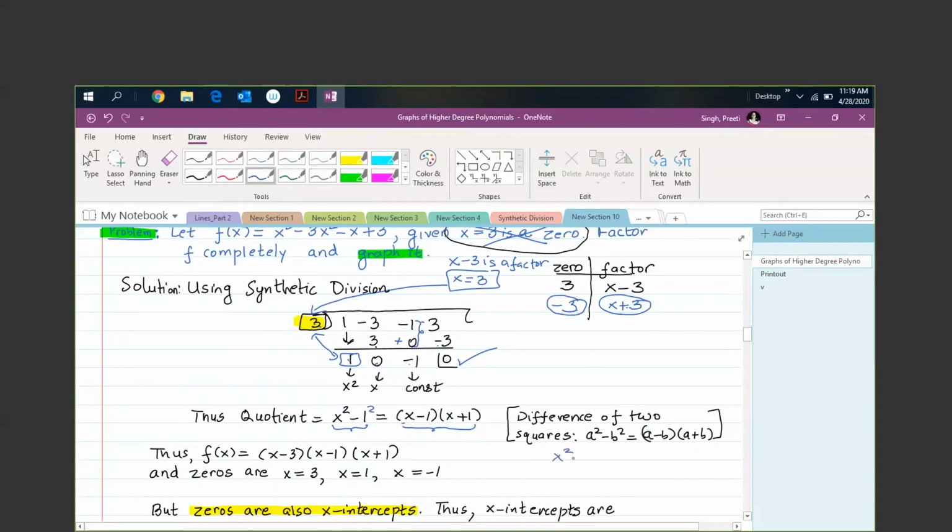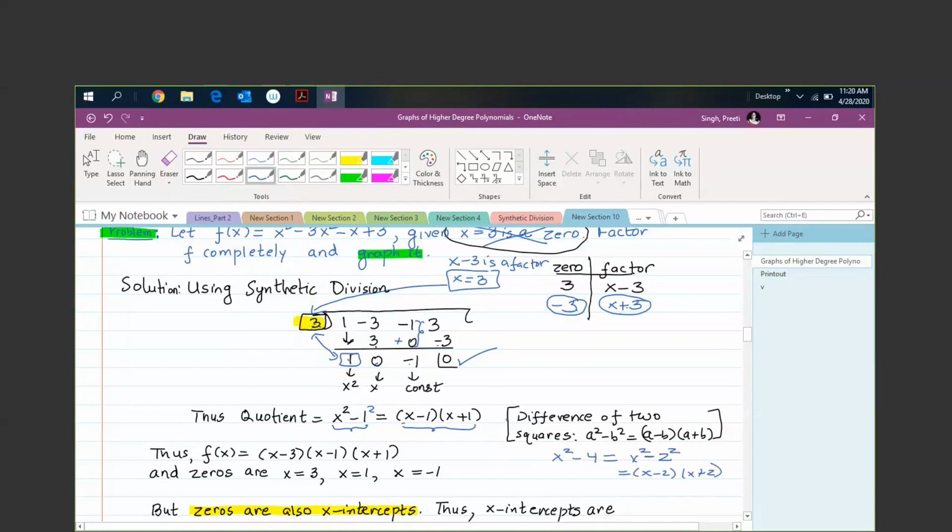Similarly, if you have x squared minus 4, this can be written as x squared minus 2 squared, because 4 is 2 squared, and this is x minus 2, x plus 2. This formula is called the difference of two squares.